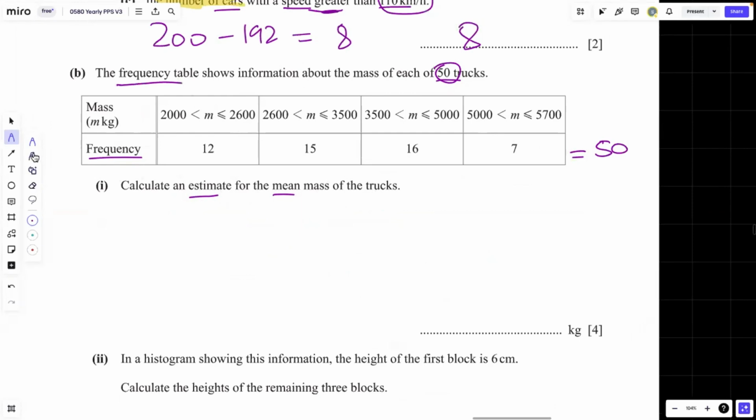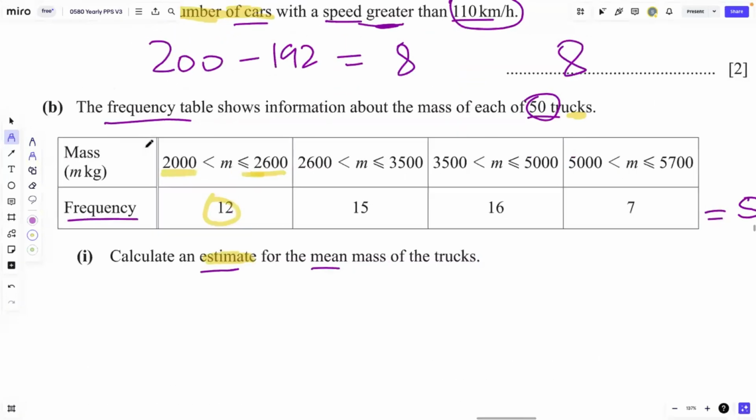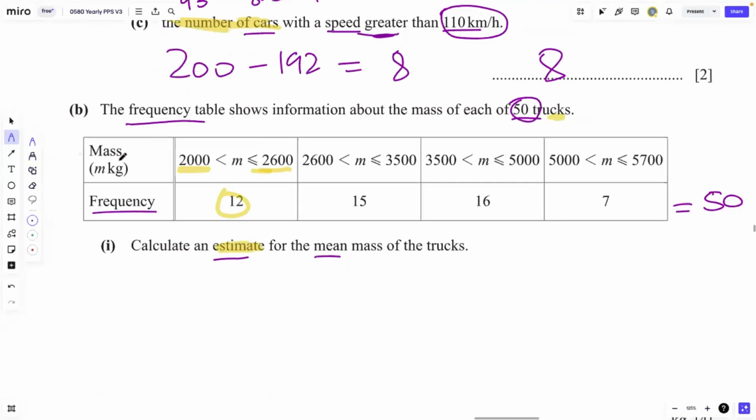Now, why is this actually called estimate? The reason the exam is using estimate is because we know that we have 12 trucks, because we have trucks in the question, 12 trucks have a mass between 2000 and 2600 kg. But we do not know which truck has how much exactly in these 12 trucks. So we'll have to use the midpoint to average it out here.